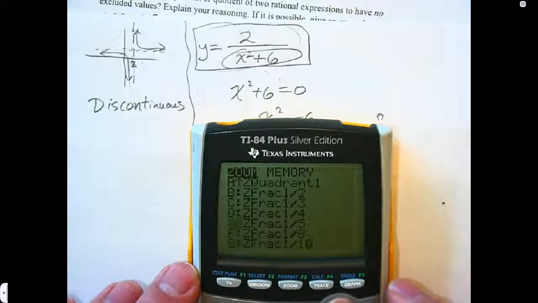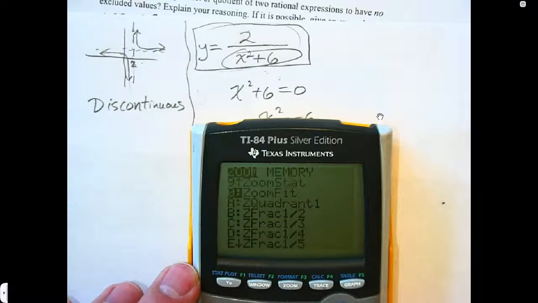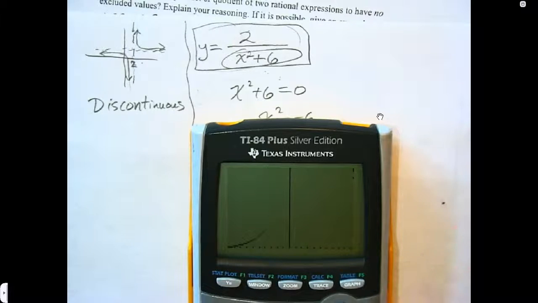Oh yeah, zoom fit. Let's try that one. That might be faster. All right. Okay, and so when you graph that, that's what it looks like. Notice if I were to draw the graph using my pencil, I wouldn't have to lift up my pencil. It is a continuous graph.